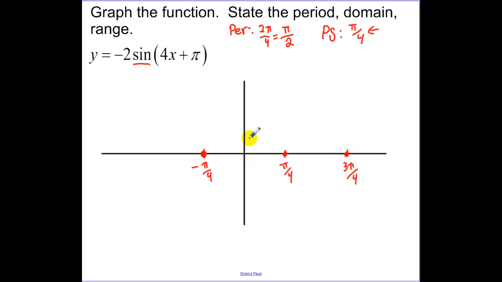Now remember, sine starts at the origin. Halfway in between I have a 0. Halfway in between I have a 0. My amplitude is 2, so I go up and down to positive 2 and negative 2, so that's going to help me with my domain and range. But the negative means I start by going down. So halfway in between the zeros, I'm down at my amplitude. Halfway in between the zeros, up at the amplitude. And I go through that same periodic relationship.